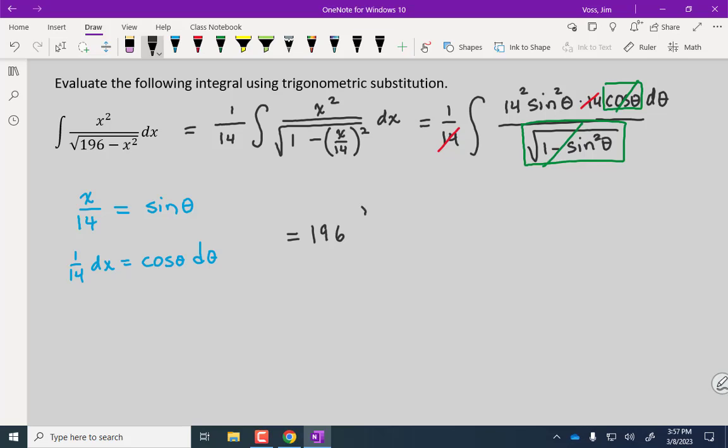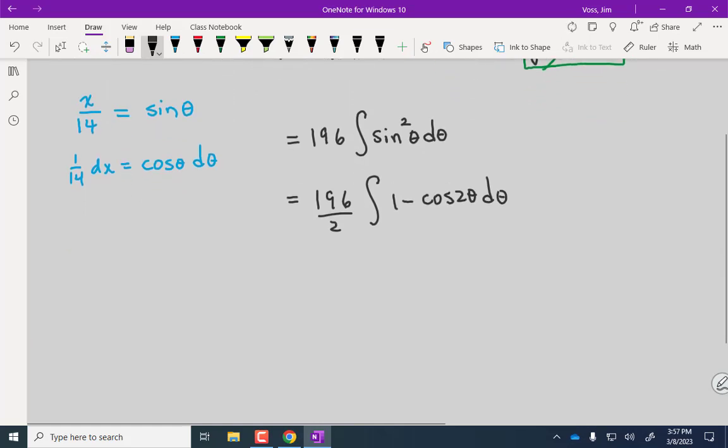How do we integrate sine squared? Power reduce. Power reduce. 1 minus cosine 2 theta divided by 2. But then you have to change the cosine to theta. Now we can integrate. As soon as the power is reduced, then we can integrate directly.